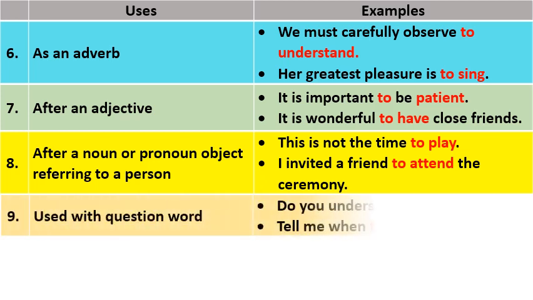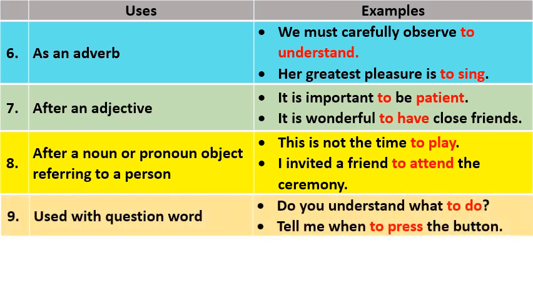Number 9, it is used with question words. For example, do you understand what to do? So here it is used with the question word what. The to infinitive is used with the question words what and when. In the next example, as you can see, tell me when to press the button.